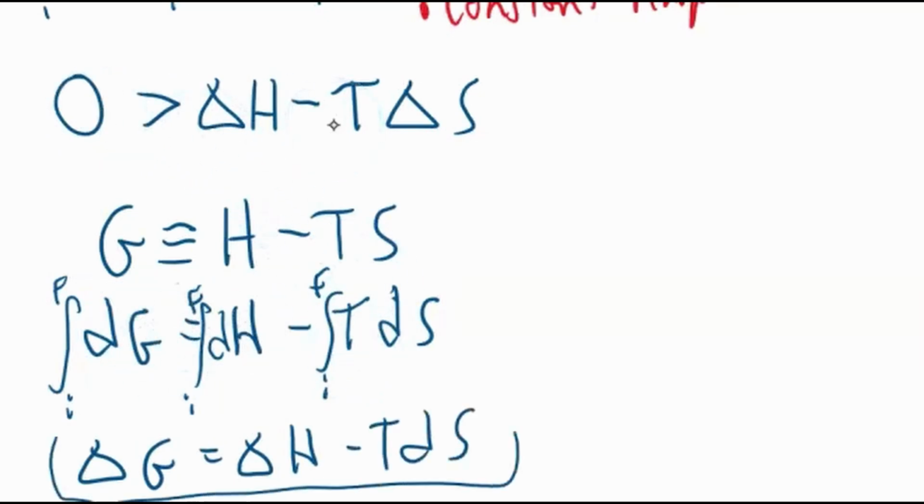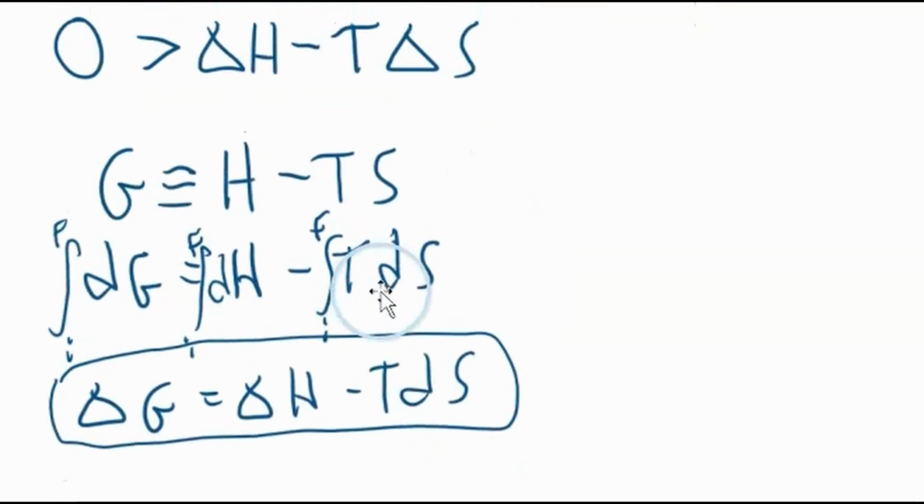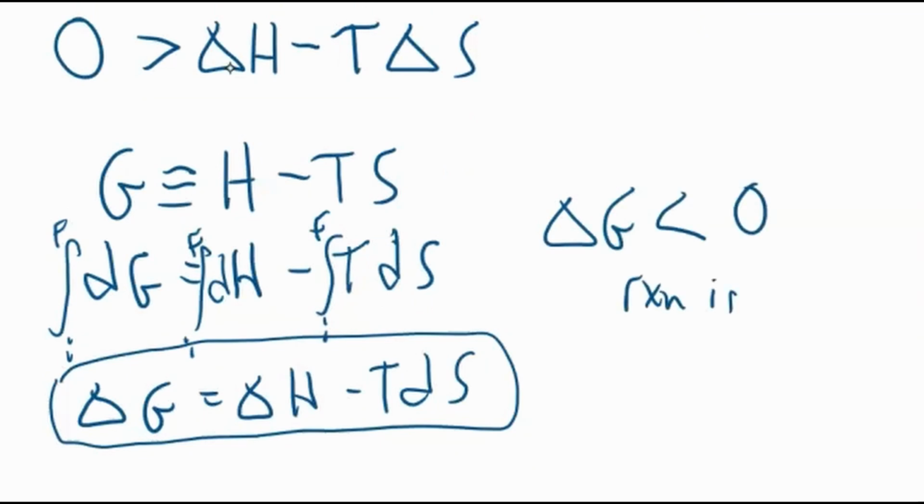The reason we derived this equation is for spontaneity, of course. Delta G less than 0 means the reaction is spontaneous. It doesn't mean it will happen, but it is spontaneous. So this holds at constant temperature, constant pressure, with PV work only.